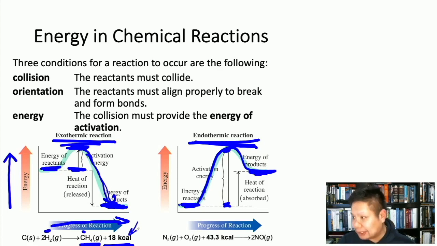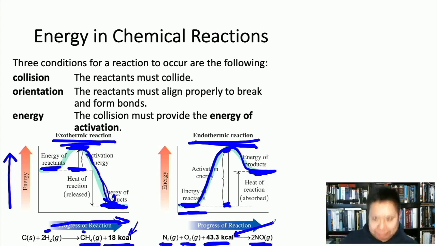Remember that if there is energy on the product side, that's going to be an exothermic reaction. Over here we have nitrogen gas and oxygen gas plus energy on the reactant side, so there needs to be energy put into it, like right up here in this graph. And we get dinitrogen oxide gas. So when the energy is on the reactant side, that is an endothermic reaction. Remember that.